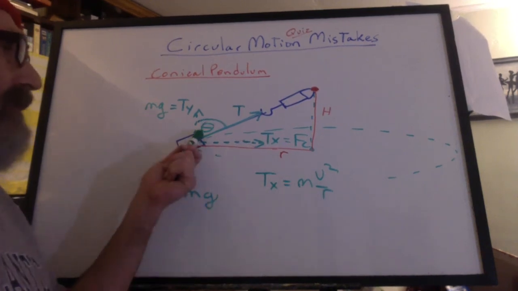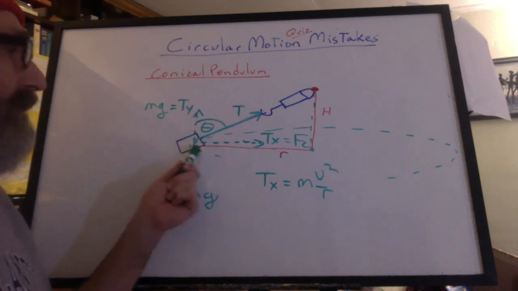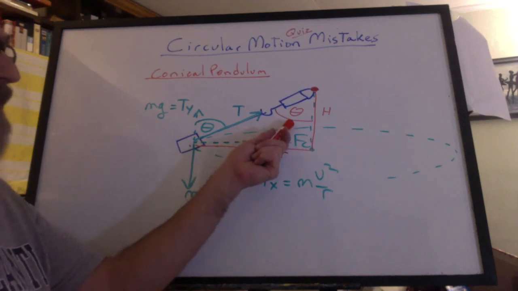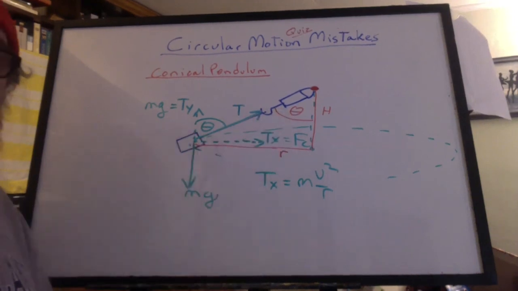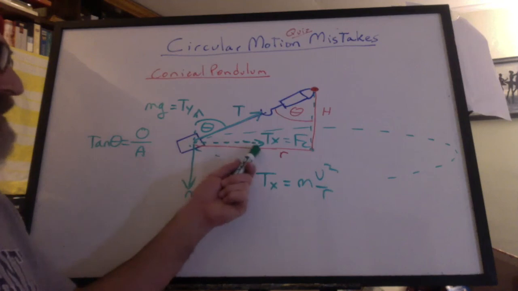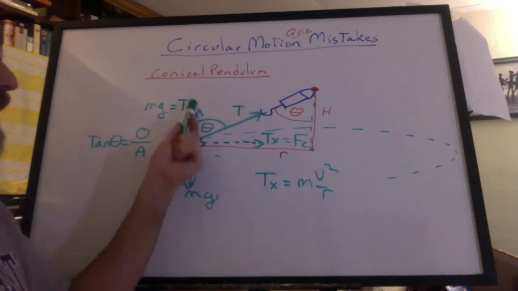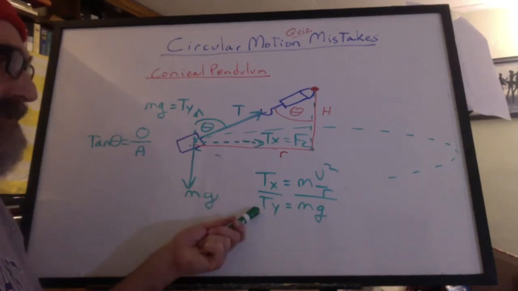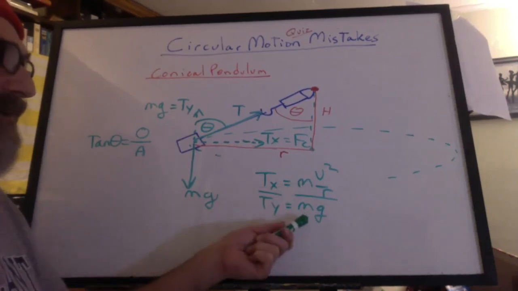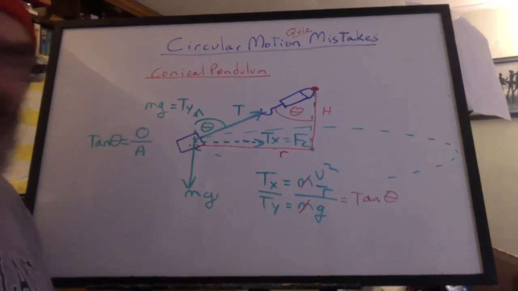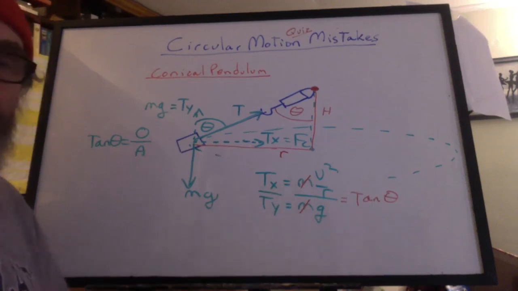Now, it's very helpful to know that angle. How do you get that angle? Well, if you counted the boxes over and counted the boxes up, you can get that angle. That angle is equal to this angle. Why do I care? Because opposite over adjacent equals tangent theta. Put the Tx up here. Opposite over adjacent. Well, the opposite is Tx, the adjacent is Ty. Tx is mv squared over r. Ty is mg. The masses cancel, and this is equal to tangent theta.